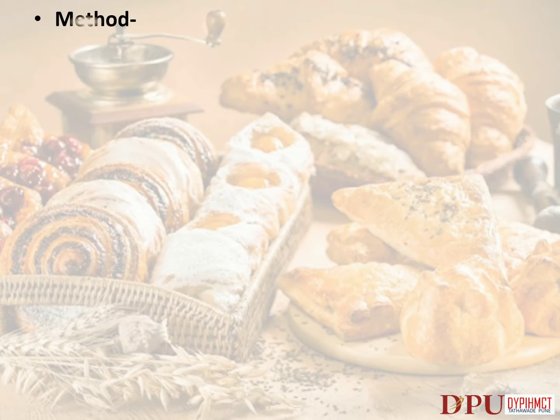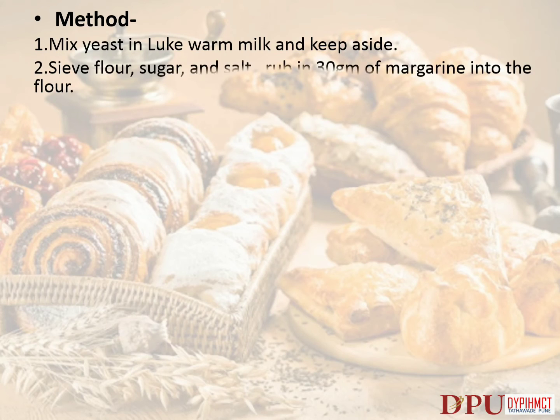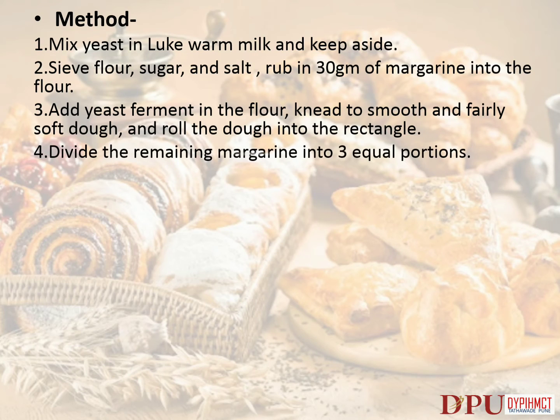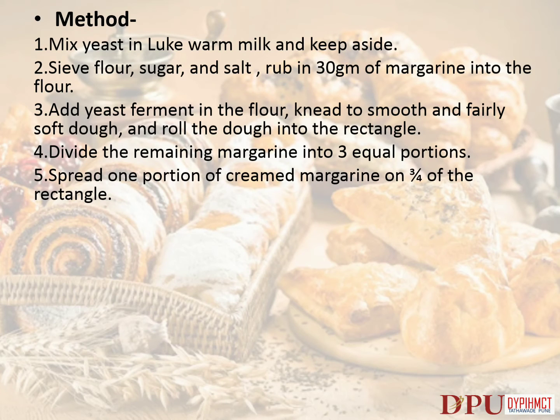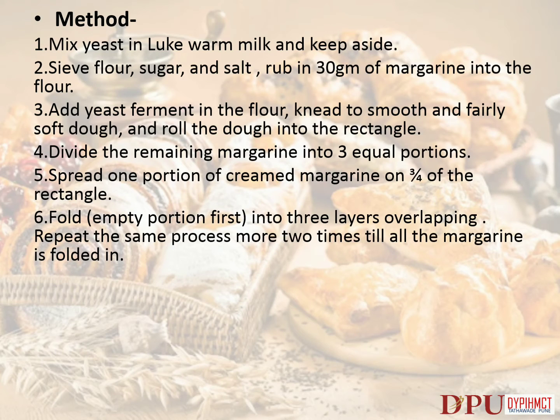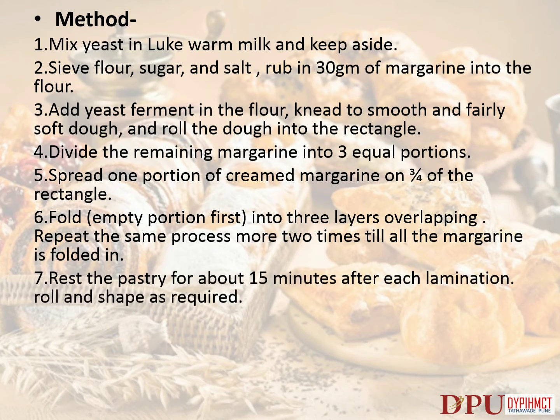Method. 1. Mix yeast and lukewarm milk and keep aside. 2. Sieve flour, sugar and salt, rub in 30 grams of margarine into the flour. 3. Add the yeast ferment to the flour, knead a smooth and fairly soft dough, and roll the dough into a rectangle. 4. Divide the remaining margarine into 3 equal portions. 5. Spread 1 portion of creamed margarine on 3/4 of the rectangle. 6. Fold, empty portion first, into 3 overlapping layers. Repeat the same process 2 times till all the margarine is folded in.